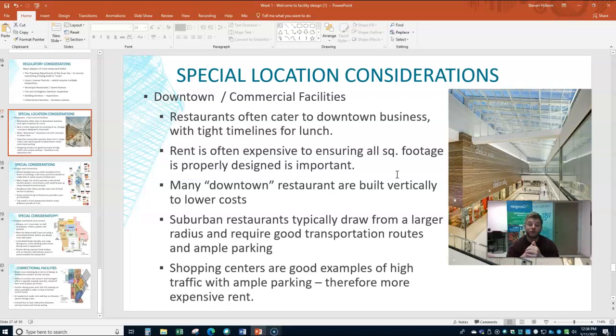And then shopping centers are a good example of high traffic areas with ample parking. Therefore, they also must pay more expensive rents. And therefore, they must charge more expensive meal prices. So that's something to think about.